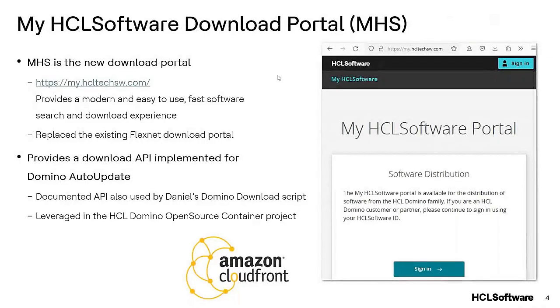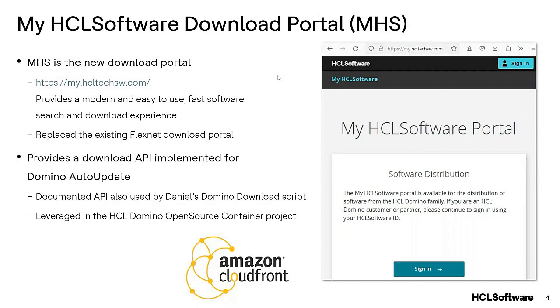But before we do that, we have something new which came up in parallel to the 14.0 beta release. To be able to download software, you need a portal that has an API that allows you to download software automatically. So there was the FlexNet portal, which had all the software, but it had no API, no automation for download. So we really needed something new. And you all hopefully know the new portal. It's the MyHCL software portal.